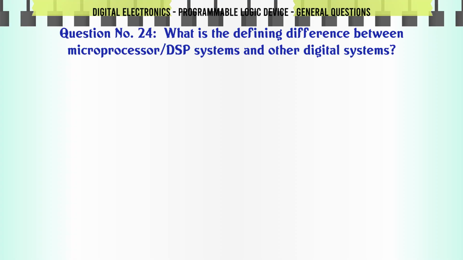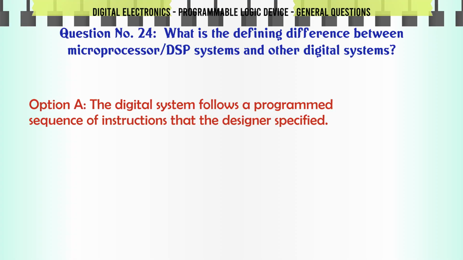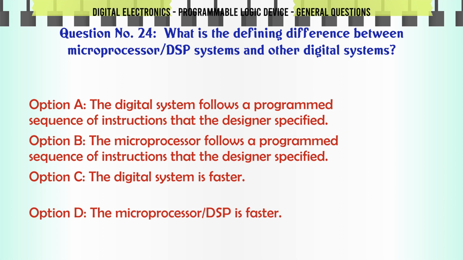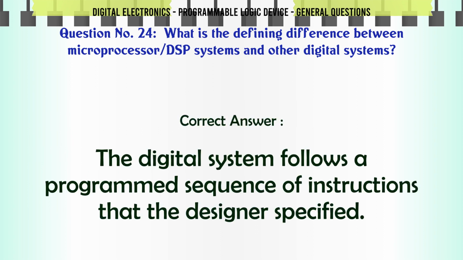What is the defining difference between microprocessor DSP systems and other digital systems? A. The digital system follows a programmed sequence of instructions that the designer specified. B. The microprocessor follows a programmed sequence of instructions that the designer specified. C. The digital system is faster. D. The microprocessor DSP is faster. The correct answer is the digital system follows a programmed sequence of instructions that the designer specified.